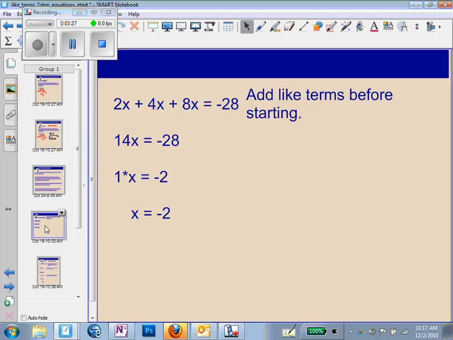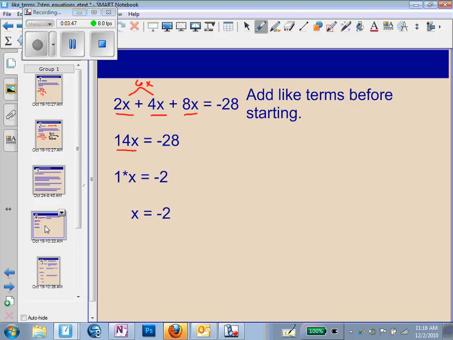So let's look at a couple more examples. Here I have 3 like terms I need to add together: 2x, 4x, and 8x. 2x plus 4x is 6x. 6x plus 8x is 14x. That's going to be 14x for the left-hand side, so I have 14x equals negative 28.